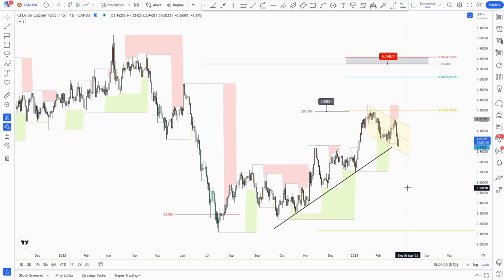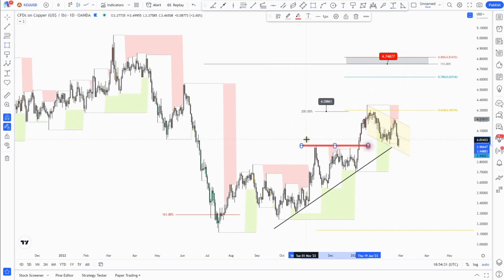So that being said, let's start with copper. This is a daily time frame, and the reason why I think this is an important price zone for copper is because we are trading multiple elements of potential support for copper. One of them, the previous fractal resistance. So the previous resistance is now a potential support zone.